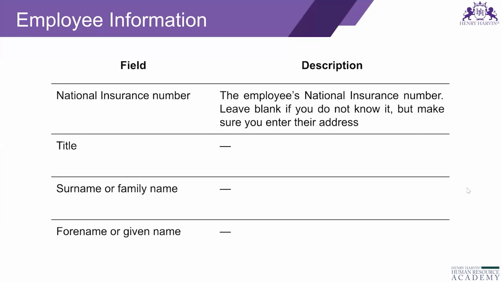The national insurance number of the employees, you have to mention it here. Leave it blank if you do not know it, but make sure you enter their address. What will be the situation when you don't know the NI number? Can you assume the NI number will be there after registration? After 16 years, you remember, an NI number should be there for the employees, even if the employee has a low income. So a number should be there for everyone. So that could be the situation.